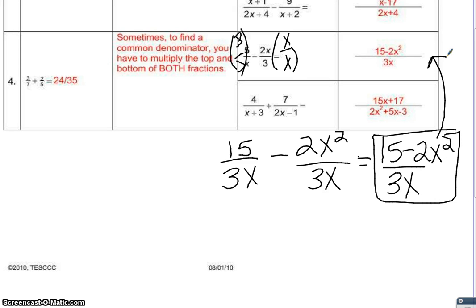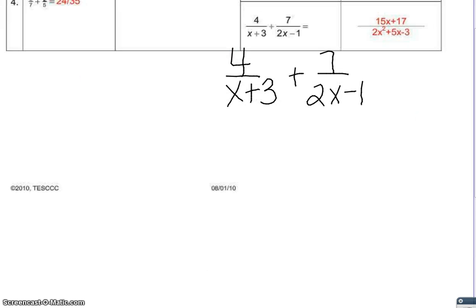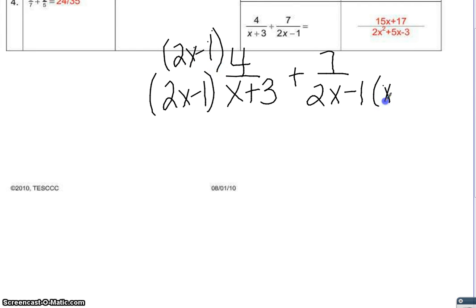I have 4 over x plus 3 plus 7 over 2x minus 1. So what do you think we're going to multiply both fractions by? The easiest way to find a common denominator is to take my 2x minus 1 and multiply it by both top and bottom of my left-hand fraction, then take the x plus 3 and multiply it by top and bottom of my right-hand fraction.